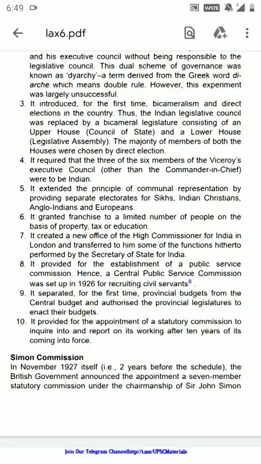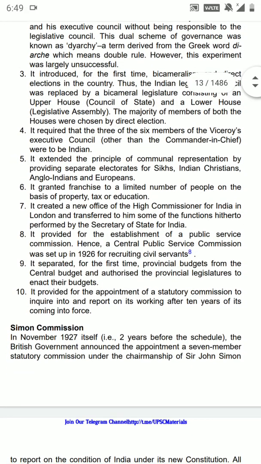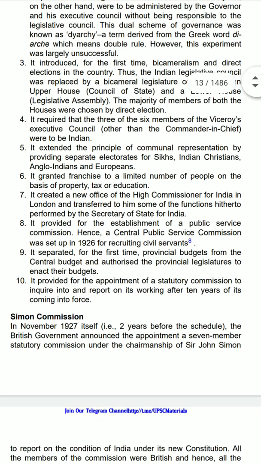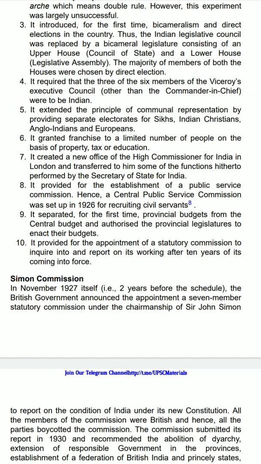It extended the principle of communal representation by providing separate electorates for Sikhs, Indian Christians, Anglo-Indians and Europeans. It granted franchise to a limited number of people on the basis of property, tax or education. It created a new office of the High Commissioner for India in London and transferred to him some of the functions thereto performed by the Secretary of State for India.